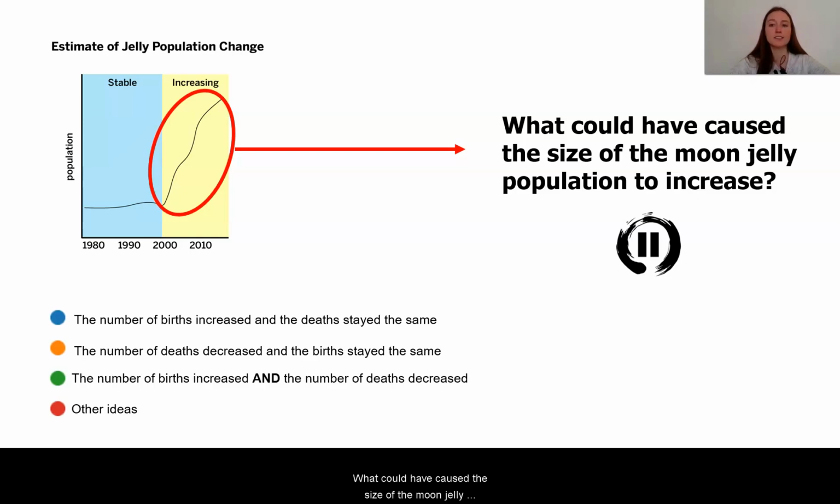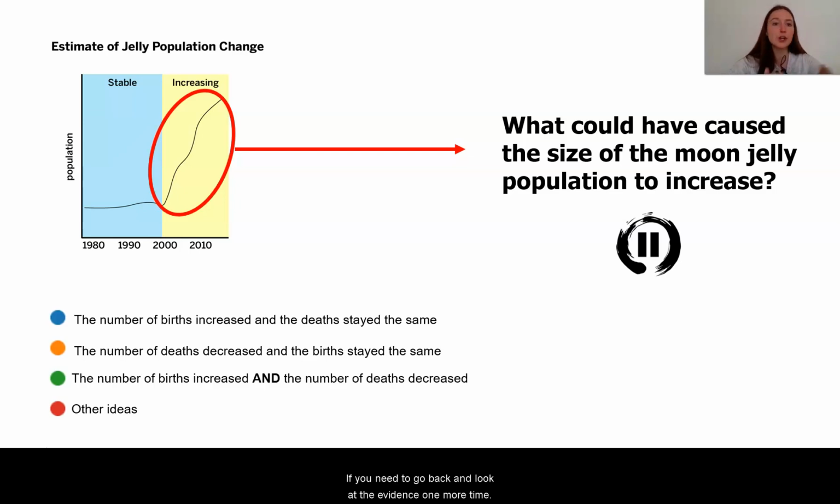What could have caused the size of the moon jelly population to increase? We now have seen some evidence for what was occurring to the zooplankton and the sea turtles during this time. How does this help us? How does this information relate to the number of births and deaths in the moon jellies, and why do we care? I want you to pause the video for a moment.